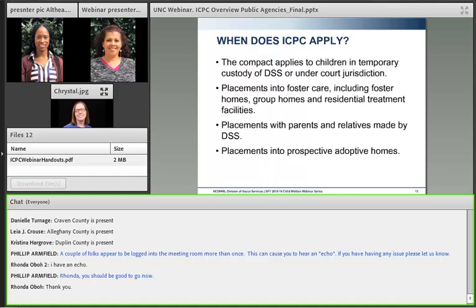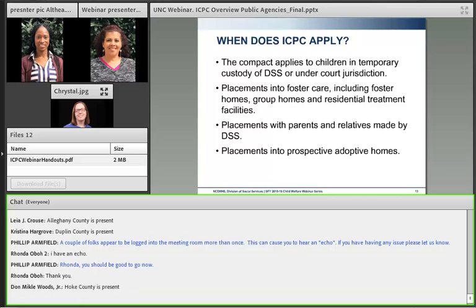So, trying to see when ICPC applies to your cases. ICPC applies to cases where children are in temporary custody of a DSS agency or under court jurisdiction. Anytime there's a placement into foster care, including foster homes, group homes, and residential treatment facilities that are placed in another state. Placements with parents and relatives that are made by a DSS agency, and placements into prospective adoptive homes.